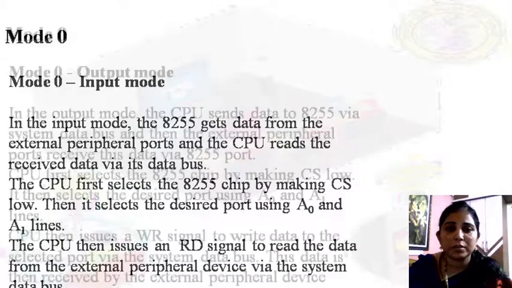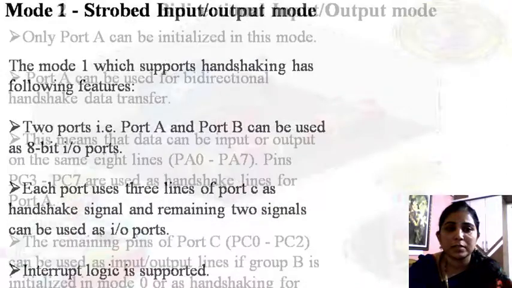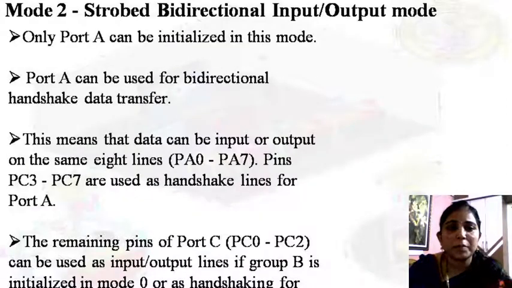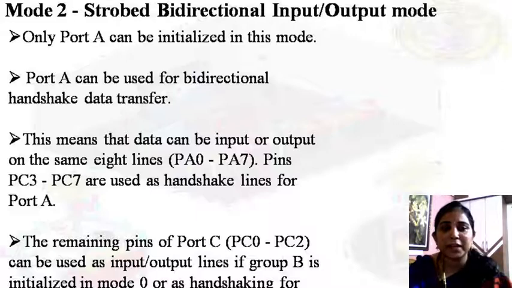It works with only port A. Port A can be used for bidirectional handshake data transfer. This means that data can be input or output on the same 8 lines, that is A0 to A7. Pins PC3 to PC7 are used as handshake lines for port A.